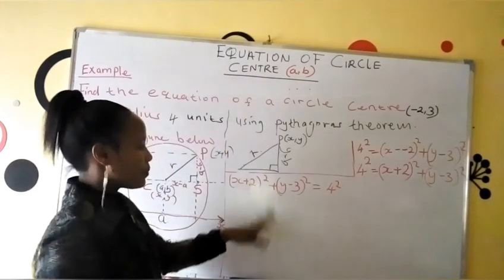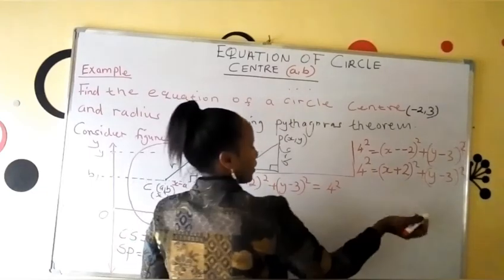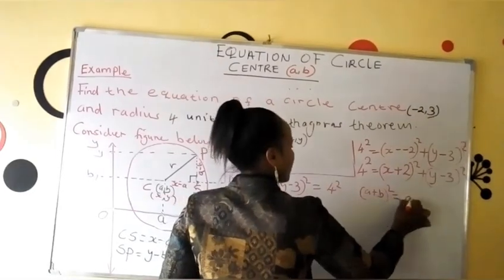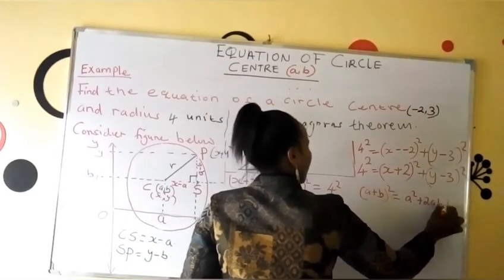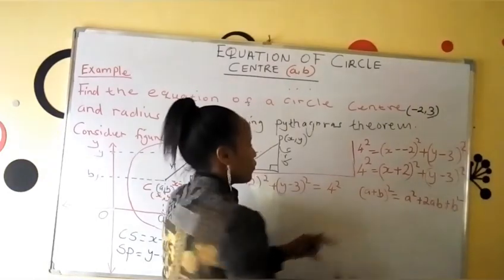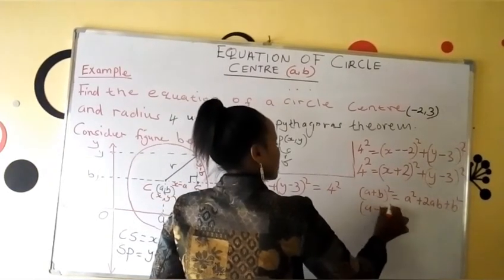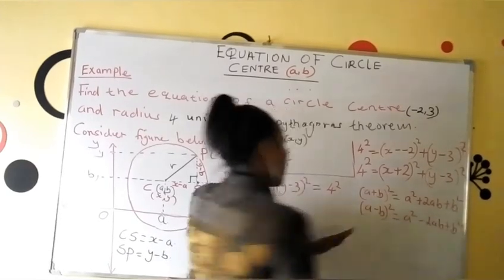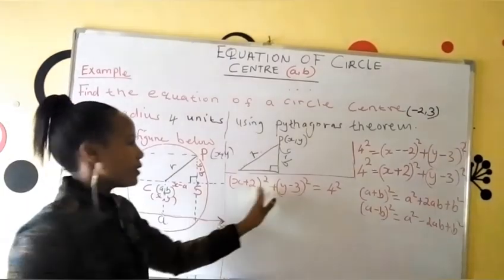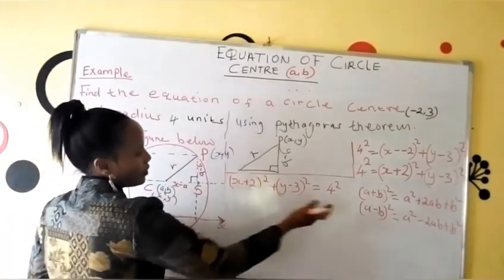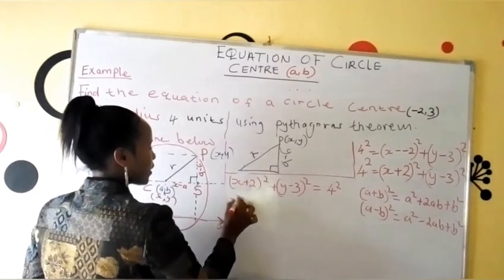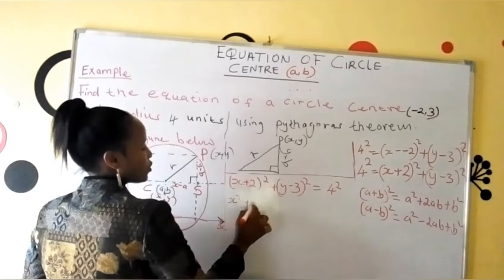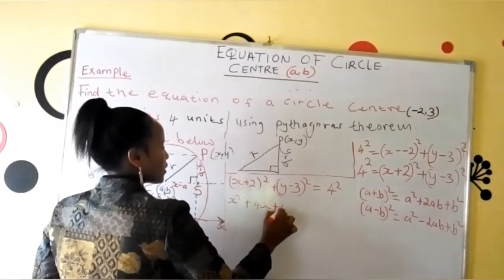When we are expanding, remember the quadratic identity. When we have a plus b squared, we shall have a squared plus 2ab plus b squared. If we have a minus b squared, we shall have a squared minus 2ab plus b squared. So those are the identities that I am going to use to expand this. So this is our a, this is our b in that case. So I have x squared plus 2 times x times 2, so it will be 4x plus 4.